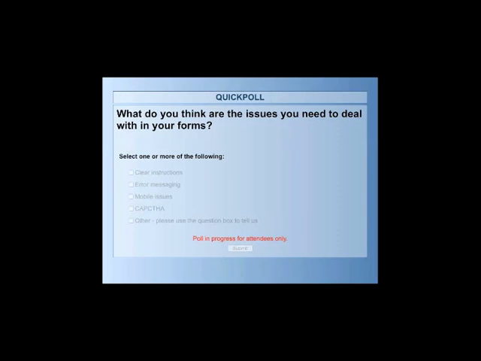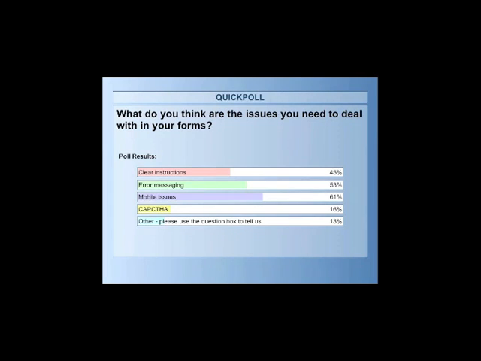Great, thank you. Well, thank you, everybody. That's the end of the presentation. I'll just show you the poll, which has the majority of people saying that they're going to be looking at checking the instructions on this site, dealing with error messaging, and looking at what it means on mobile. And obviously that covered a lot of stuff. So we've just done a very broad area there, but I do hope that you found it useful.